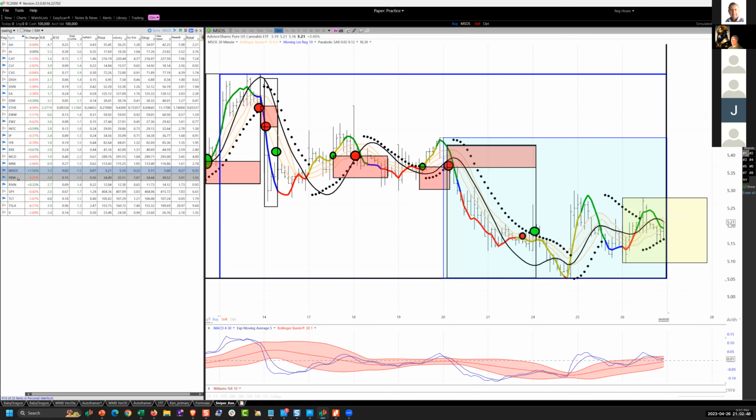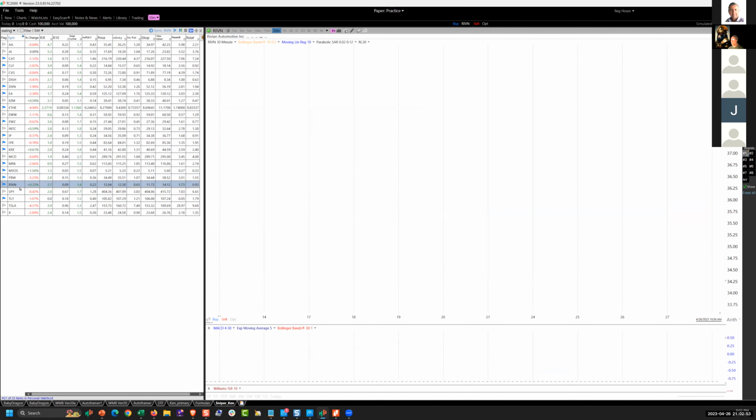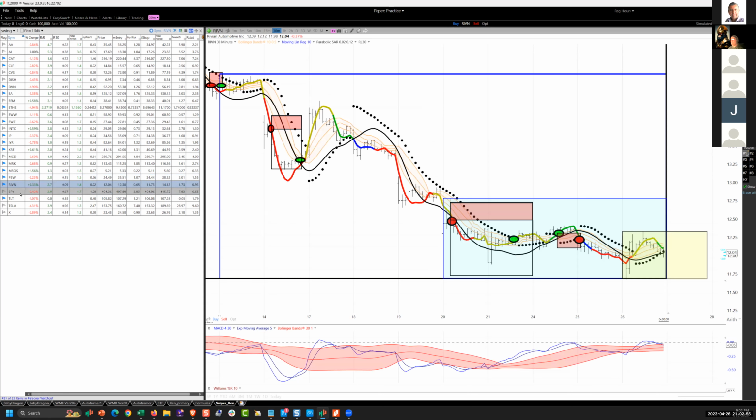Marijuana, sideways grind, no trade. Clean Energy initiated the short at the open, holding 2R. Rivian, sideways chop, no trade.